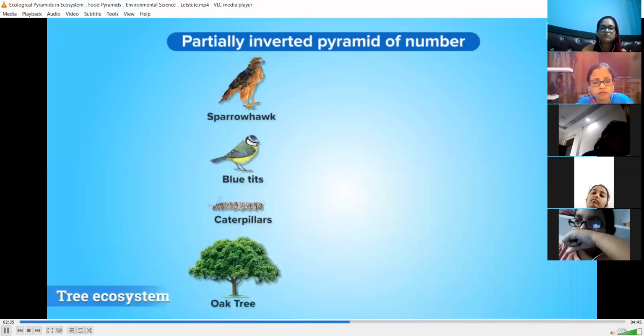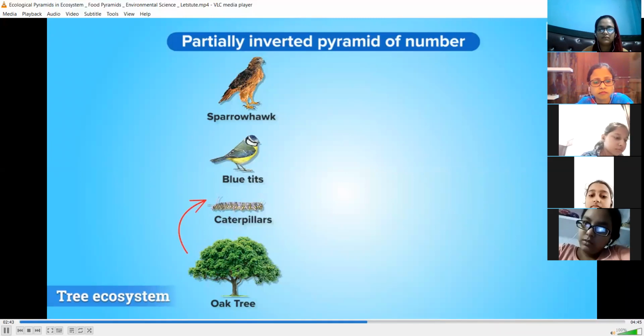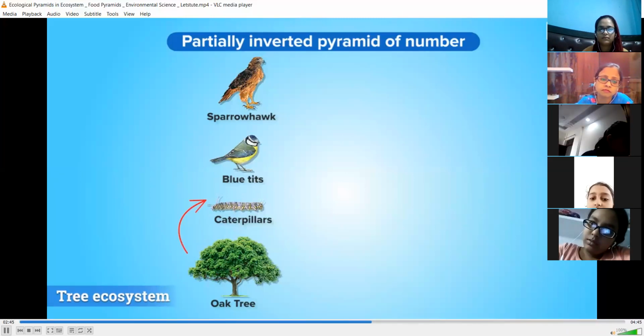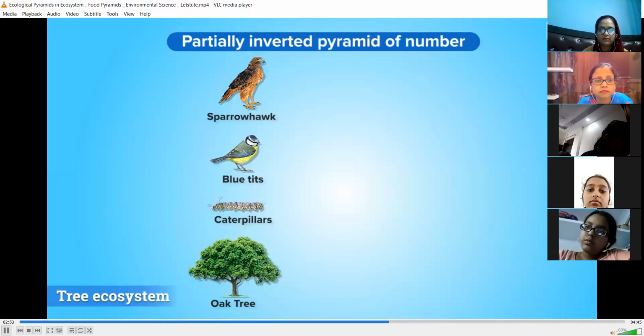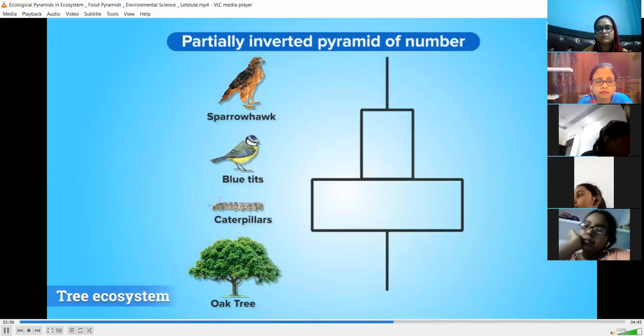Just consider a tree ecosystem. A single oak tree can host a large number of caterpillars. The caterpillars provide food for several blue tits that in turn are eaten by sparrowhawk. Now check the structure of the pyramid. This is a partially inverted pyramid, or more like a spindle, isn't it?